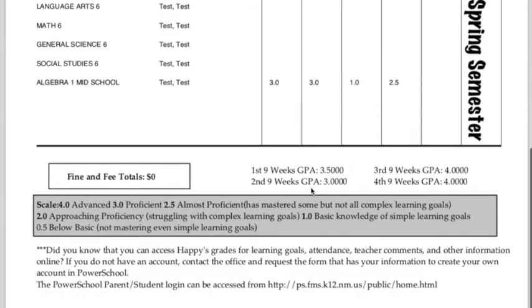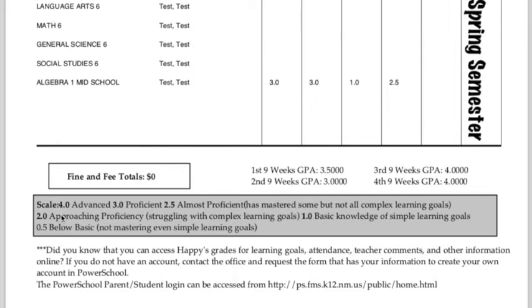The grades you see reflect our standards-based grading format, and if you go down to the bottom of the report card, you can see the scale. 4.0 is advanced, 3.0 is proficient and on grade level. This is the target for all students. 2.5 is almost proficient, which means that they have not mastered some of the complex learning goals they need to be on target. 2.0 means they're approaching proficiency, which means they struggle with all of the complex learning goals to be at grade level and on target.